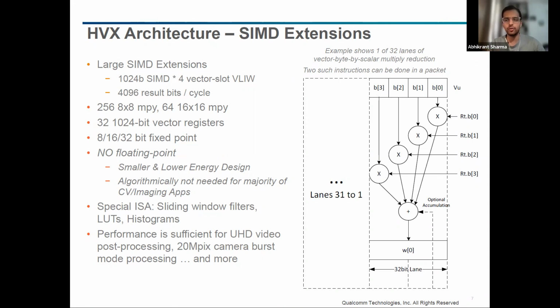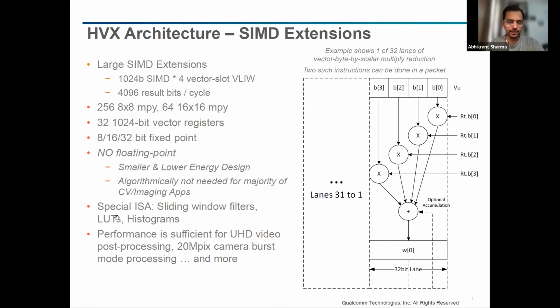Because if you have to introduce floating point hardware on the hardware block, then it increases the power consumed by that hardware block. So since we are doing only fixed point arithmetic, there isn't a need for very high power to be consumed by the hardware.